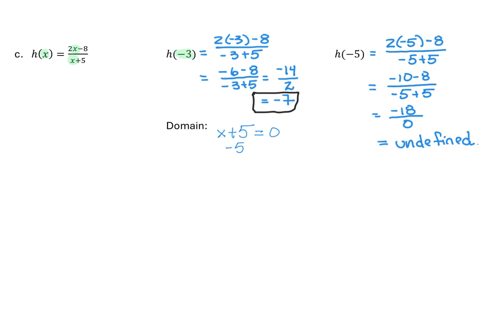So we can subtract 5 from both sides, and we get x is equal to negative 5. Now remember, this is the undefined spot, and so what we do is we say x is not equal to negative 5. If we do this in set notation, well, we want our x, we want our squiggly brackets, we want that bar, and then we just say x is not equal to negative 5.